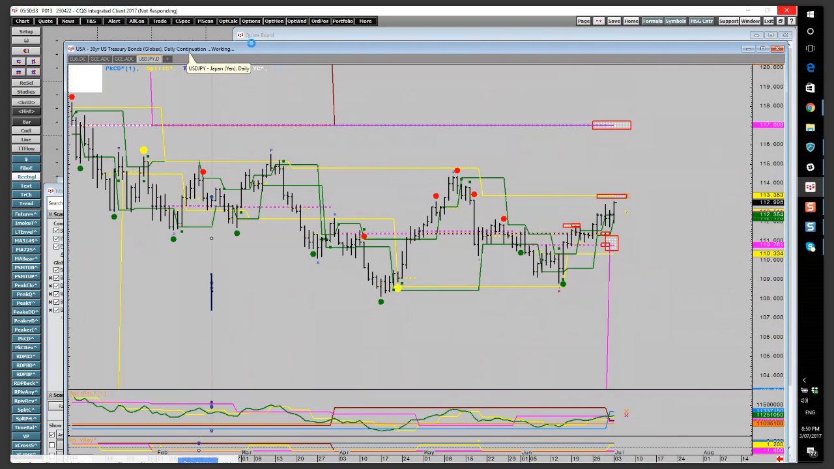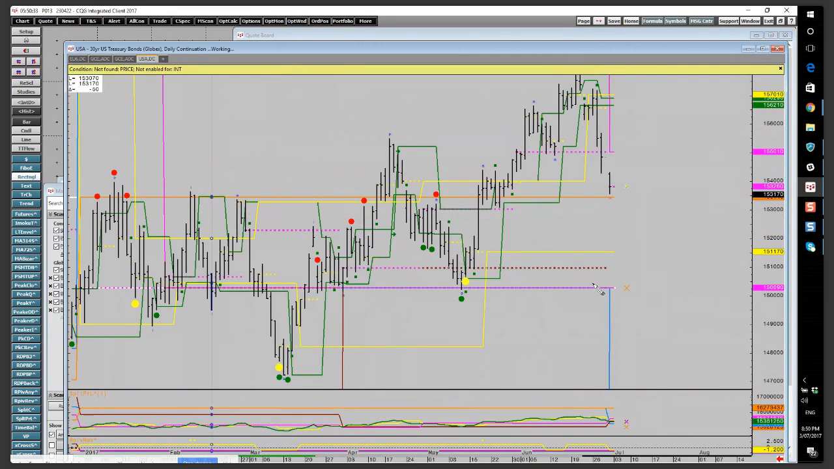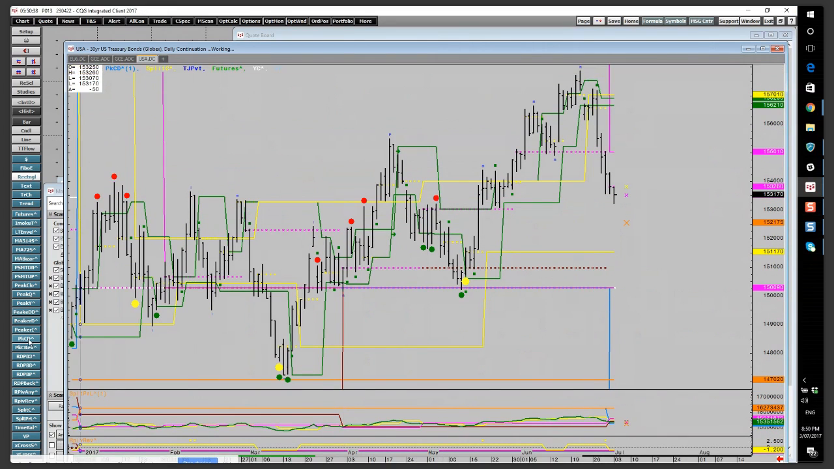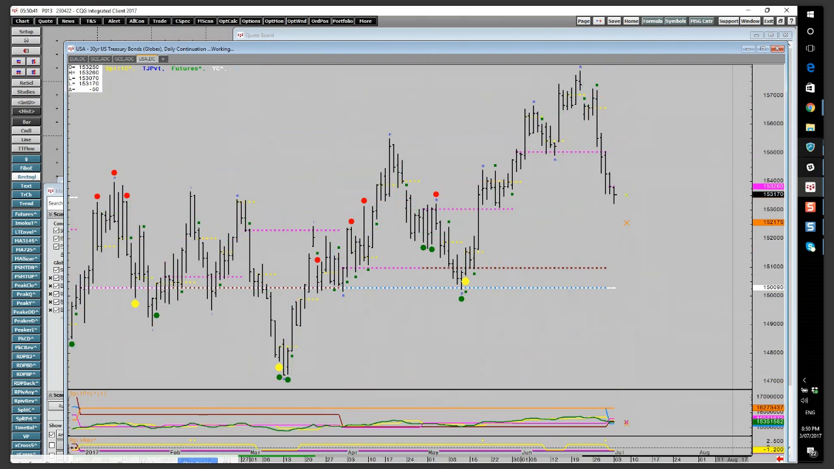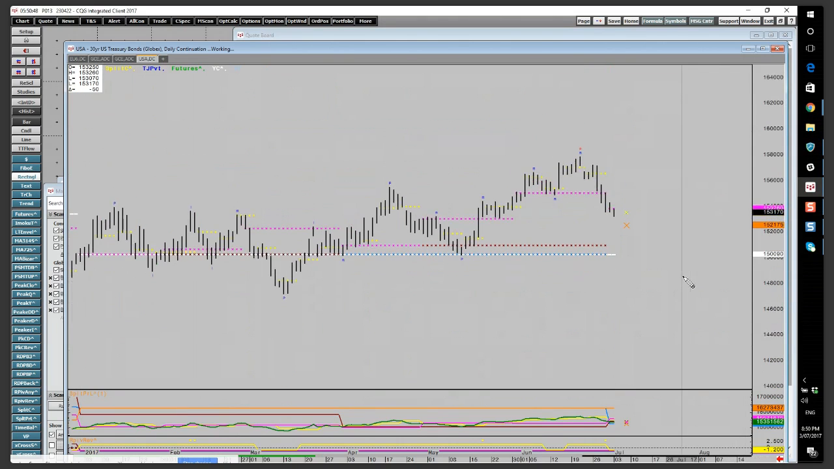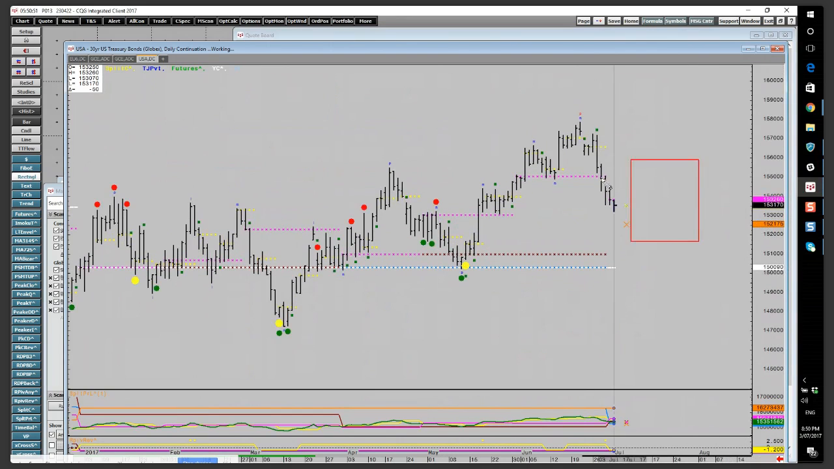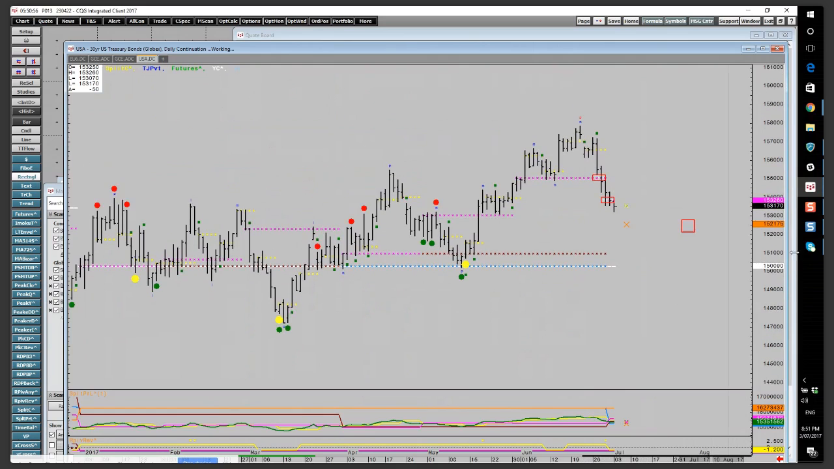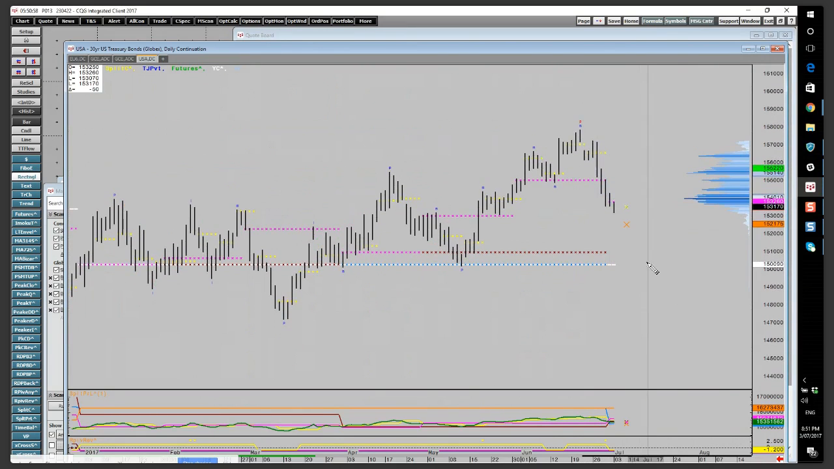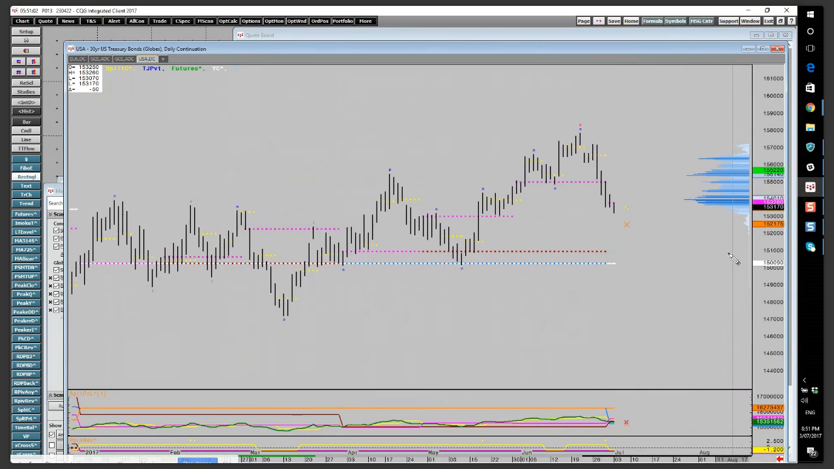So yields start to spike again. I'll just take out support and resistance. Let's have a look at this from a closing basis. Okay, so we've closed lower on the month. However, there's the previous quarter's close. So we had a higher quarterly close.